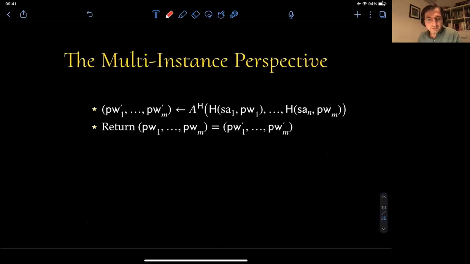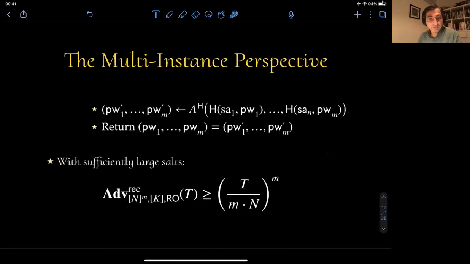Now, if you come to the salted setting where we are using salts to hash passwords, we do actually get a bound that scales with M, at least for certain adversaries. So you can consider an adversary which has a budget of T queries, and then it distributes them over all these M different hashed keys with different salts, and then tries to guess the password using a budget of T over M queries per salt. And then we will get a bound like this.